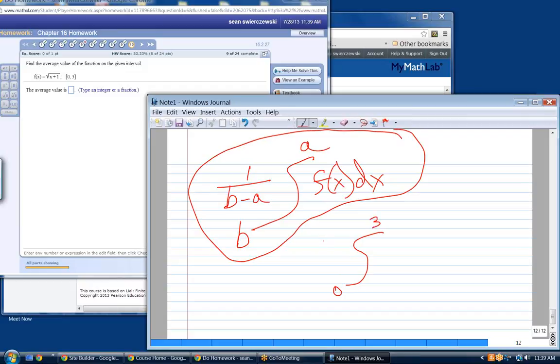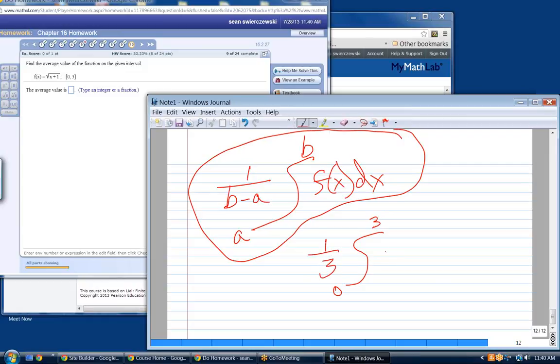Aren't the a and the b switched? Like, isn't a smaller, so... You're right. You're absolutely right. Look at that, I'm learning. That's right. That's the formula right there. And so b minus a is 3 minus 0, so we have 1/3 in front.